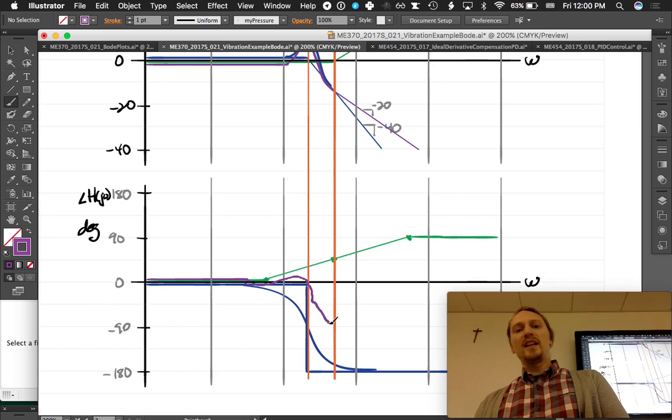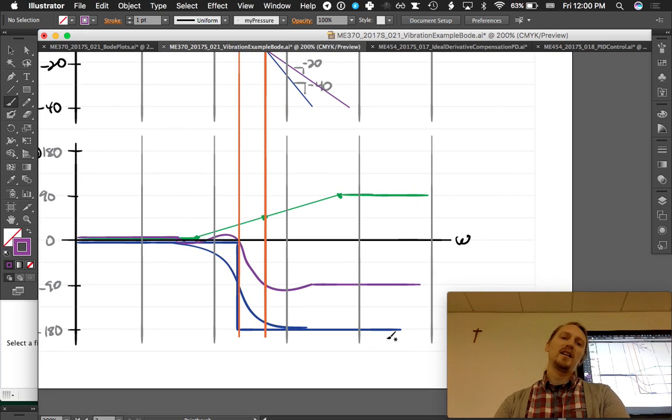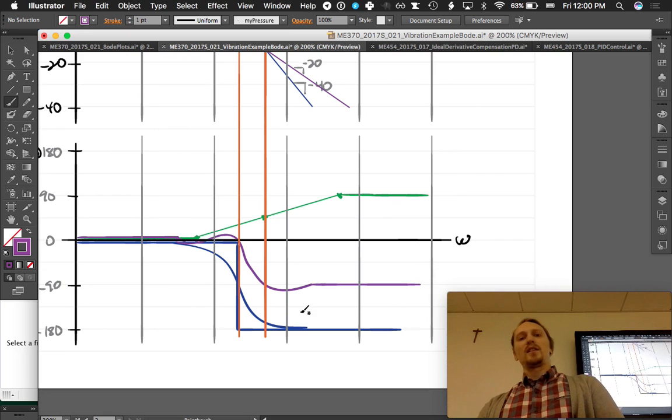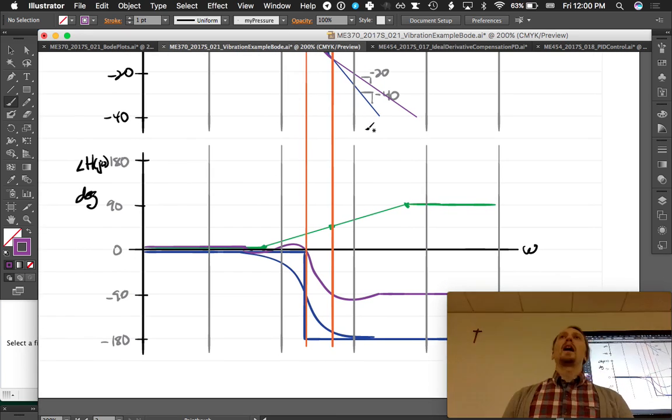And what is it going to end up at? Negative 90. It's going to end up at negative 90, because plus 90 and negative 180 equals negative 90. So that's approximately what we get out. So we learned how to do all the sketches.